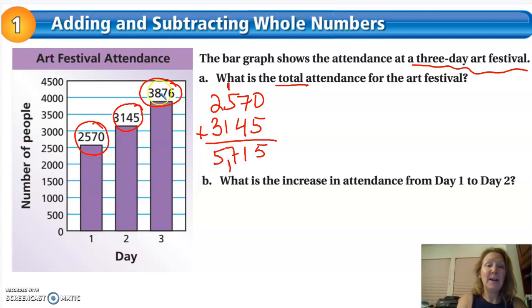But wait, I have to also add the last day's attendance. So I have 7,515 plus 3,876.